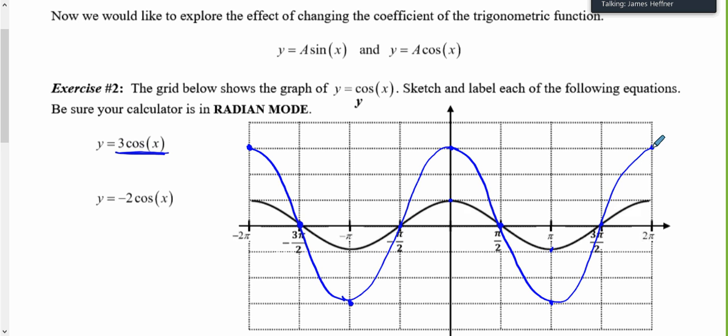Notice, look guys, it has the same period and frequency. It still shows up one time in that period between 0 and 2 pi, right? But what's different? Its strength, its amplitude is different. So this is our y equals 3 cosine x. All right, what's the other one?